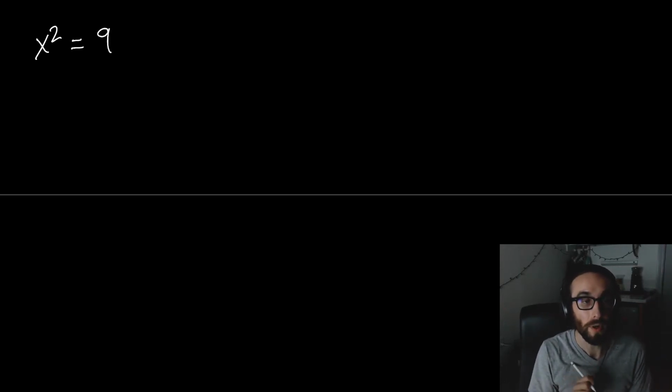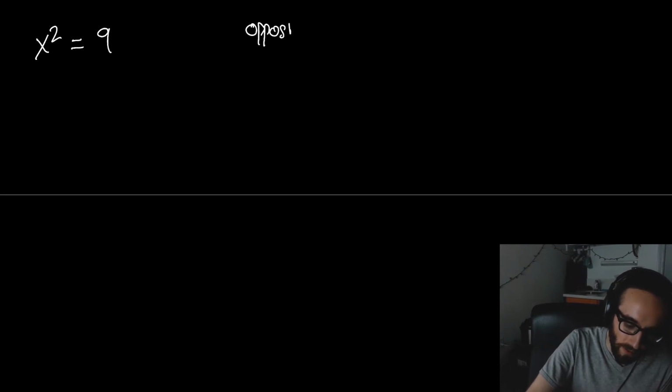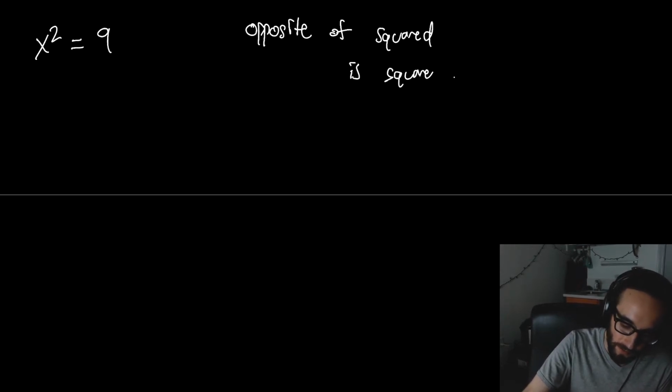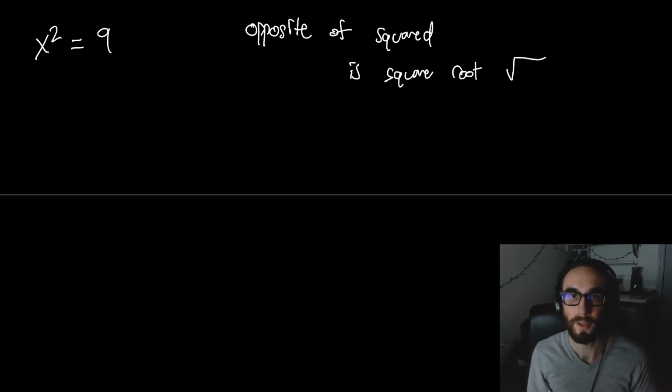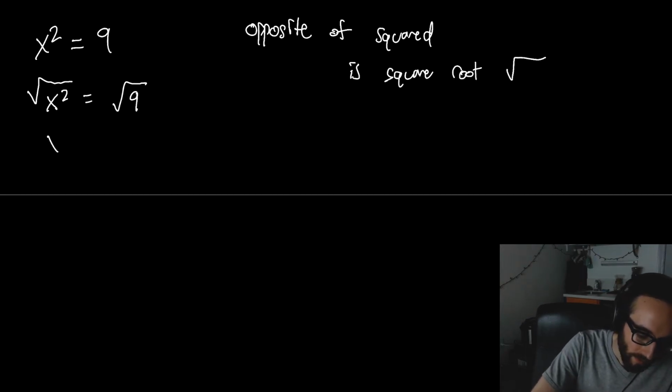So here we want to get the x by itself, and we need to undo this squared that we see here. So the opposite of squaring something, so the opposite of squared is a square root. So in other words, this symbol, the square root symbol. So what we're going to do to undo that squared is take the square root of both sides. So the square root cancels out the squared. So we just have x. And then on the right, we have the square root of 9.